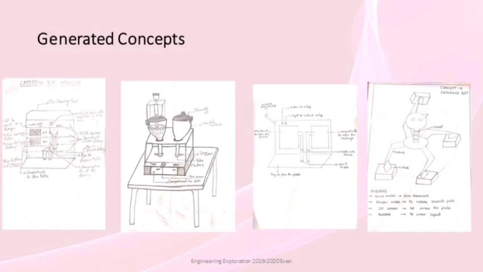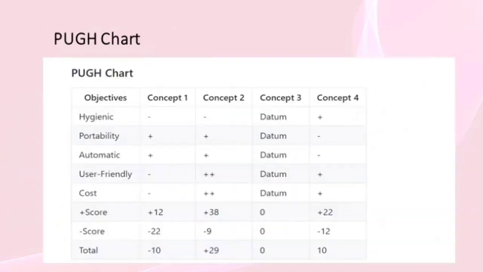Hello everyone. So till now my teammate has explained the basics of our project, that is the catering bot. Now I'll explain the next part, the generated concepts. In this part, each individual of our team prepared concepts for serving pickle and chutney powder. These are the 4 concepts that we have prepared. Then based on a grading system, that is by preparing a Pugh chart, we selected a suitable concept for our project. Let me show you the Pugh chart first.